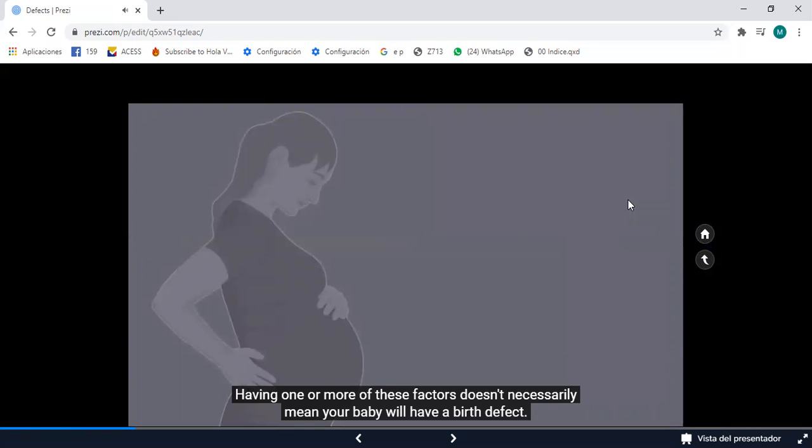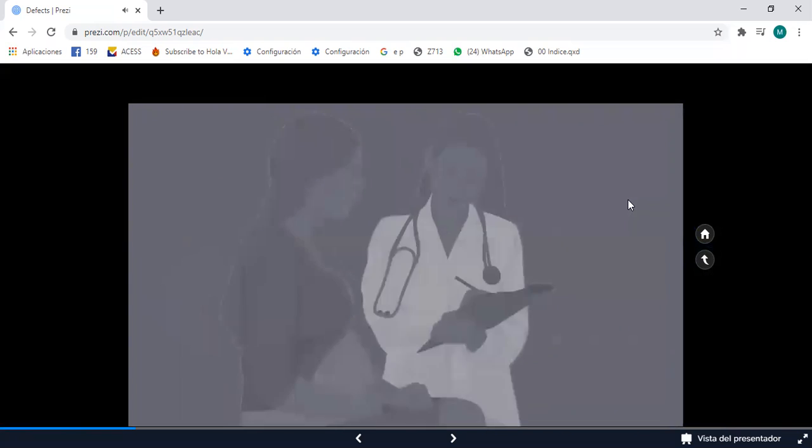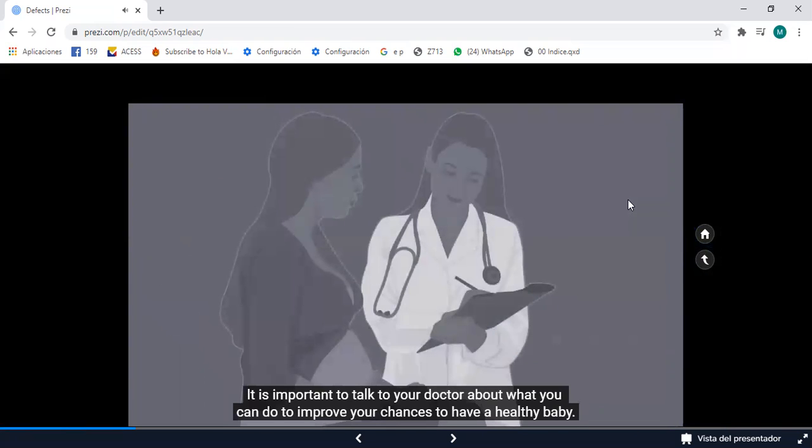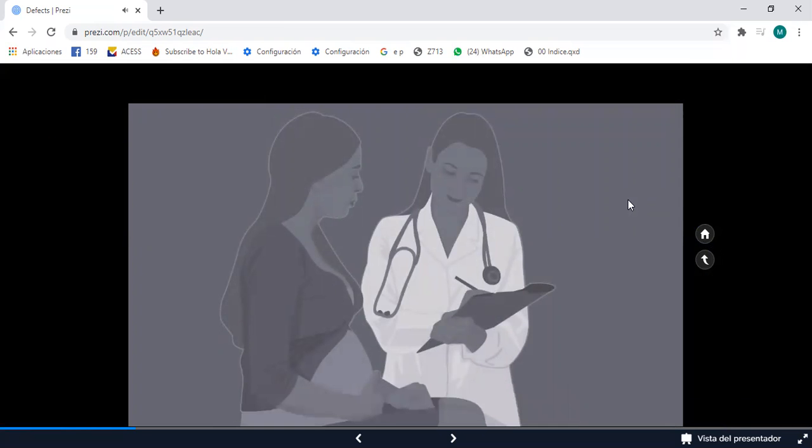Having one or more of these factors doesn't necessarily mean your baby will have a birth defect. It is important to talk to your doctor about what you can do to improve your chances to have a healthy baby.